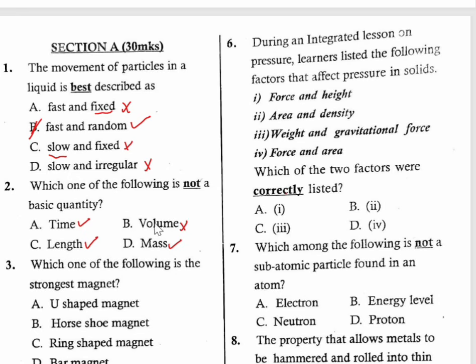And therefore, volume is not a basic quantity. Volume is a derived quantity, because you know that if you have a cube or a cuboid, volume is length times width times height. And therefore, you can see it is derived from these units, and therefore volume is a derived quantity and not a basic quantity. And therefore, the correct option is B. Question number 3.